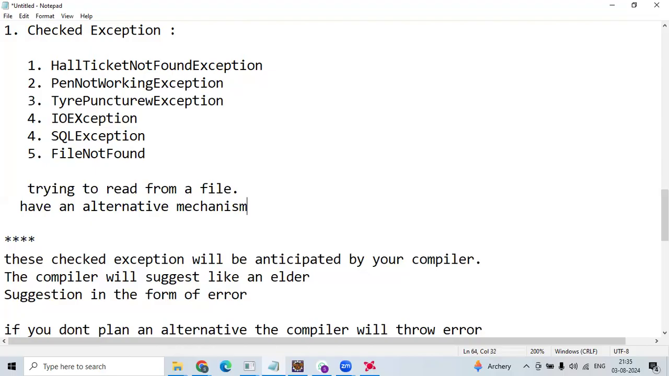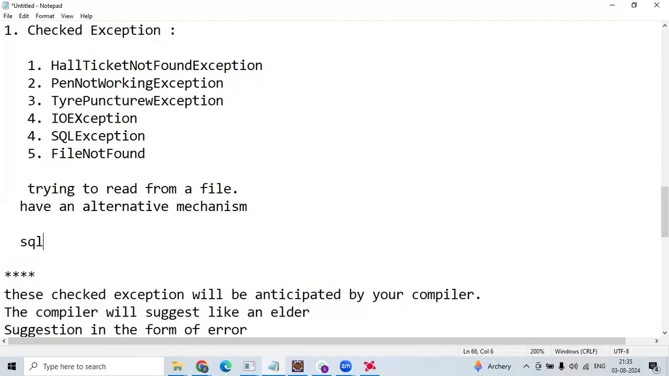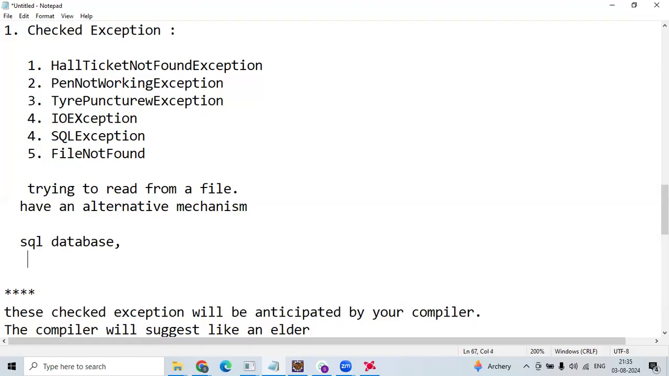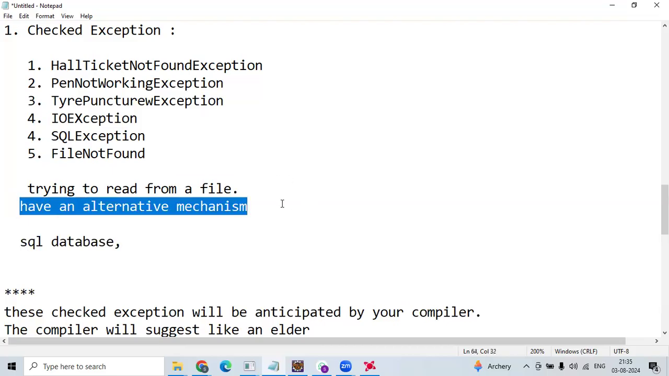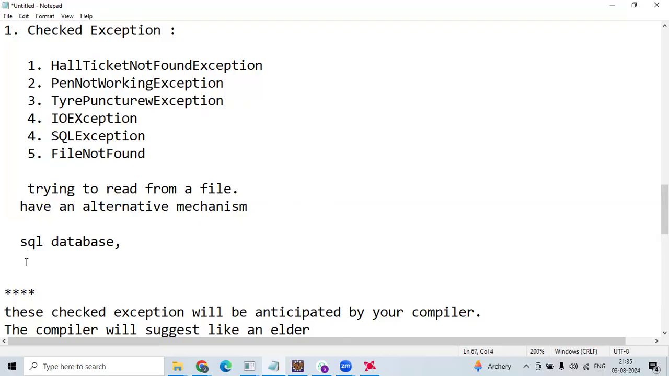Or if you're trying to connect to an SQL database, the compiler will tell you it might give some exception at runtime, because the database connection might be disturbed. Then you need to have an alternative mechanism here also. Is it fine now? Going forward, I'll make things more clear.